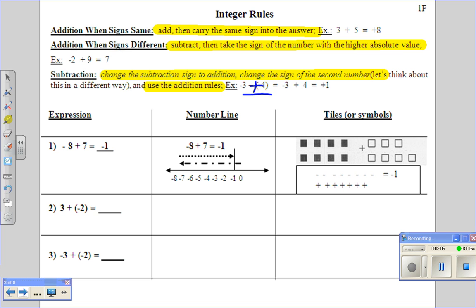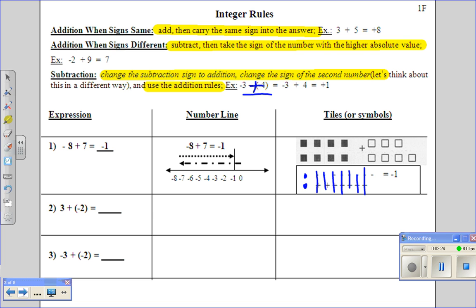You can also see the tiles over here where you can use plus or minus signs. You start off with 8 negative tiles, you combine that with some positive tiles, and for every negative and positive you have, you basically cross them out. What are you left with? Okay, you're left with -1. Those are called zero pairs that we're canceling out there.